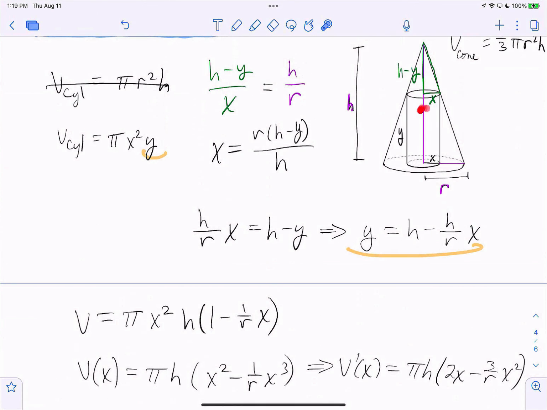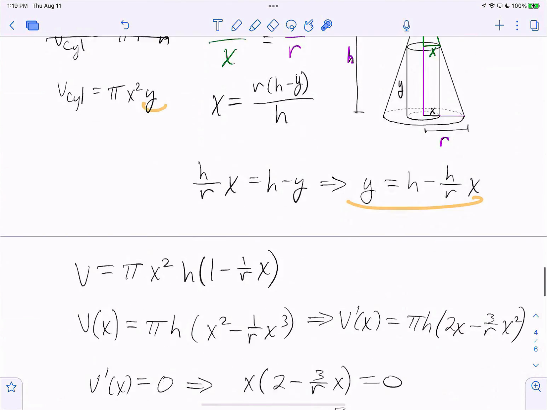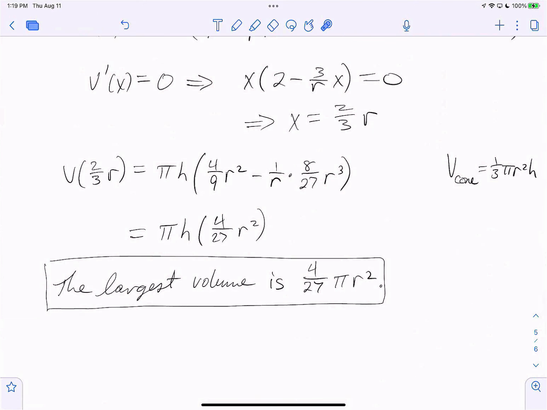The volume of the cylinder inside the cone can't be any bigger than the volume of the cone. Do we have that situation here? Well, 1/3 in terms of a denominator of 27 would be 9 over 27. And so 4/27 pi r squared h is smaller than the volume of the cone, and so the answer does make sense.